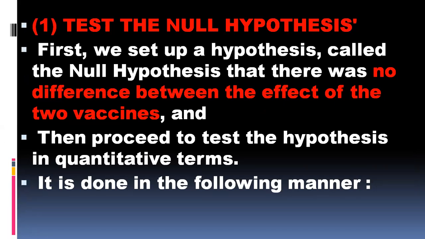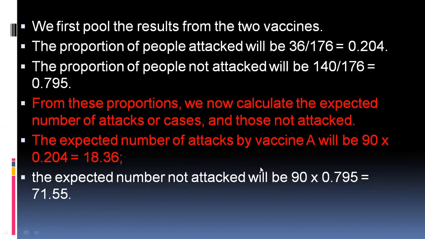The first step in the application of any test of significance is to state the null hypothesis. So first we set up a hypothesis called the null hypothesis, which says that there is no difference between the effect of the two vaccines. The null hypothesis says that vaccine A and vaccine B are similar in effectiveness. Then we proceed to test the hypothesis in quantitative terms, which is done by these steps.